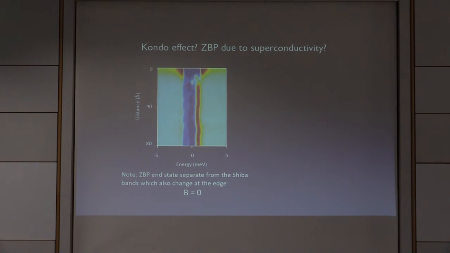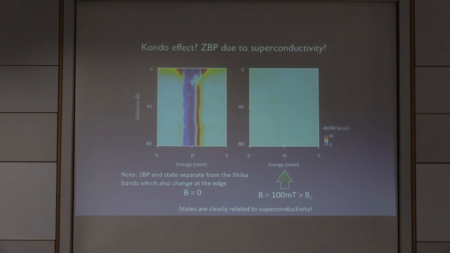So if it's something related to Kondo, it should survive the transition from the superconducting to the normal state. And here, if you apply 100 millitesla, well above the critical field, you see that the spectrum is quite boring. There are no states inside of this energy window. So basically, nothing of this physics survives above the superconducting transition.